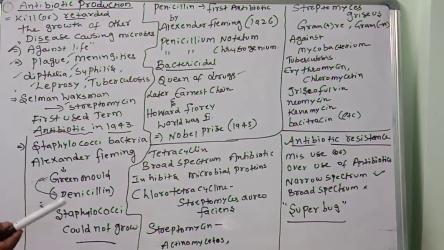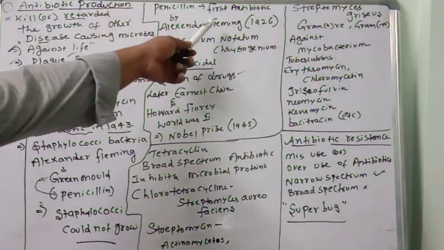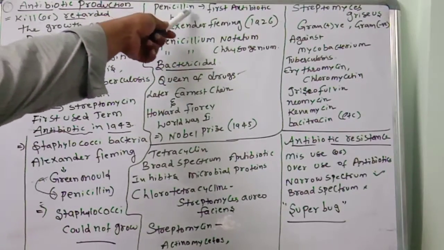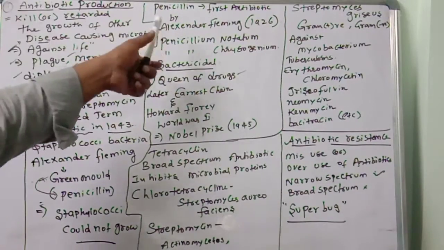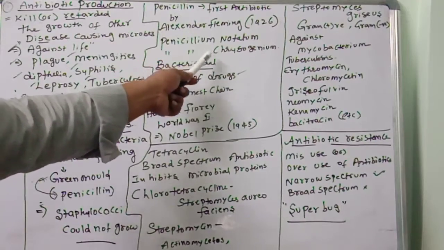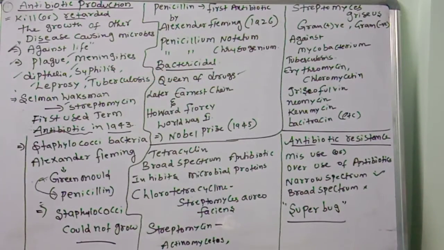What is that power? What is that chemical? Later he did research on it. That green mold is Penicillium, a fungus, which has the power to control Staphylococcus. This was an unexpected discovery by Alexander Fleming. His first antibiotic was penicillin, in 1926. Which species? The fungi, mainly Penicillium notatum and Penicillium chrysogenum, are very important. From them the antibiotic was first identified.